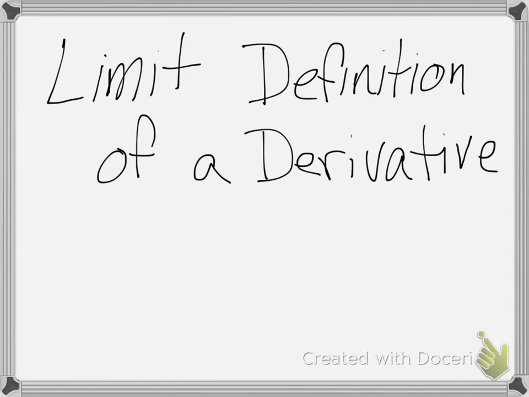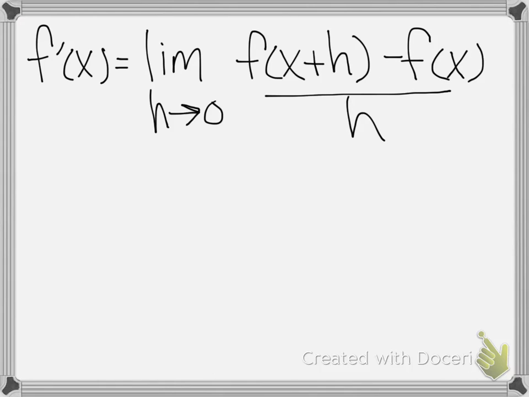Okay, this video is going to be over the limit definition of a derivative. So from a textbook or from your notes or whatever you may have, you should have that by the limit definition of a derivative, f prime of x, which is the derivative of f of x, is equal to the limit as h approaches 0 of f of x plus h minus f of x, all over h.